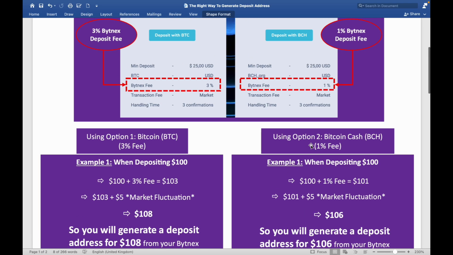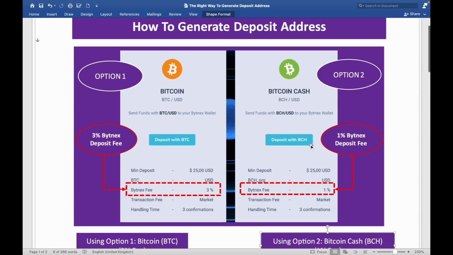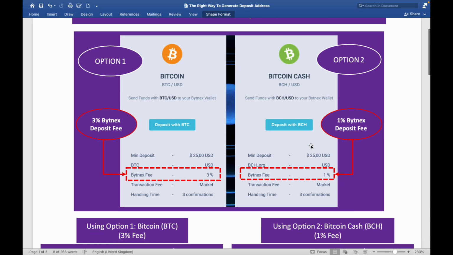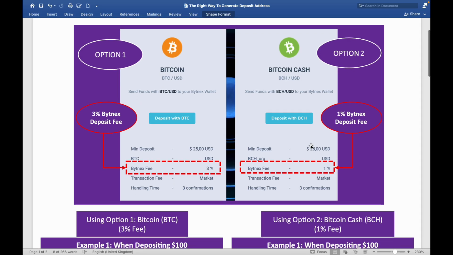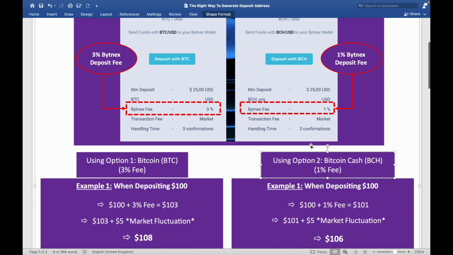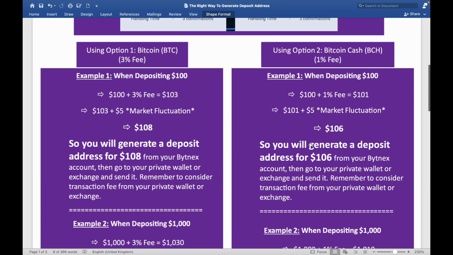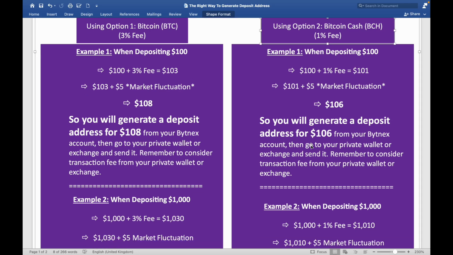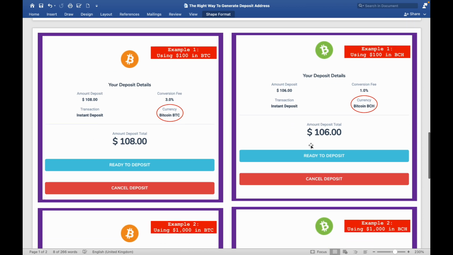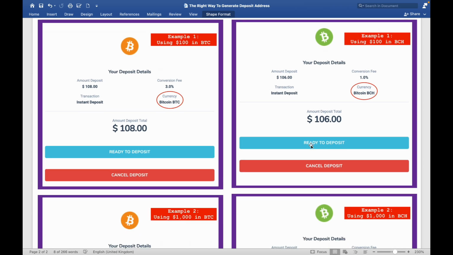So this is the best way, the right way on how to generate a deposit address and how to send your deposit correctly, so that when the money arrives in your account in Bytnex, you will have more than enough to activate either the $100 contract or the $1,000 contract. Okay, now these are the screenshot examples of how to generate those deposit addresses that you have just seen above.